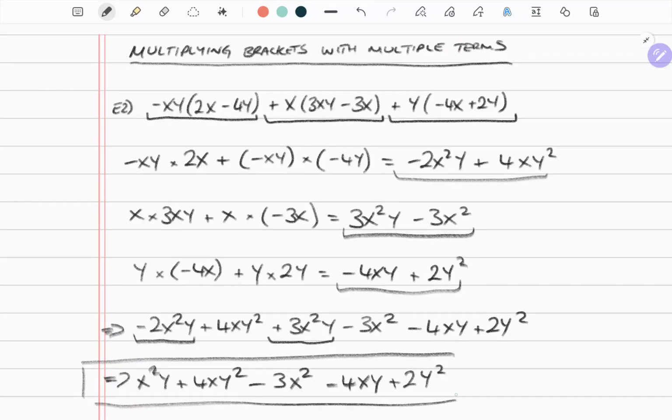So we've expanded those brackets out. We did it individually, as each term just makes life a little bit easier, so we can make sure we don't make any mistakes. And then we found a little bit of simplification that we can do, and this is what the answer comes out to.